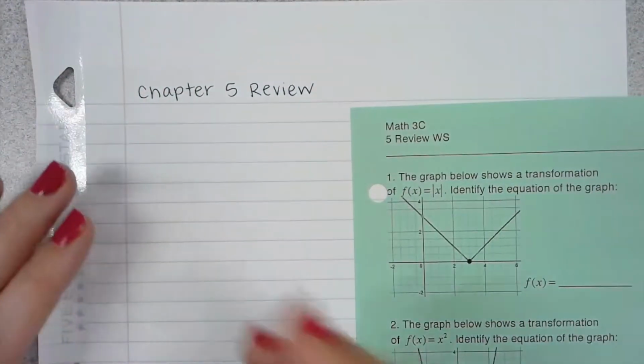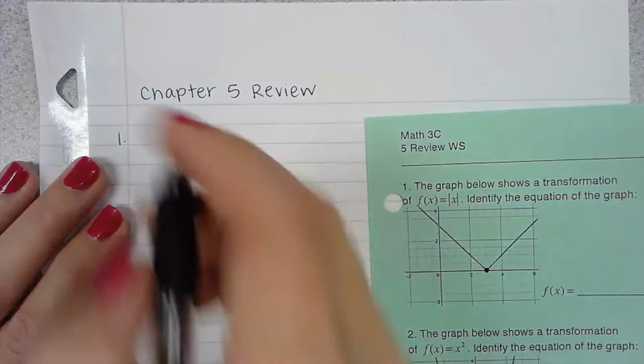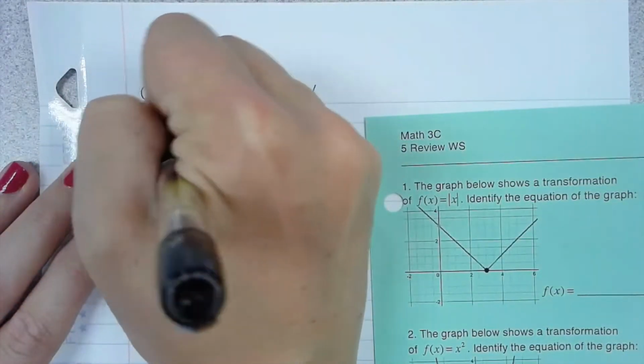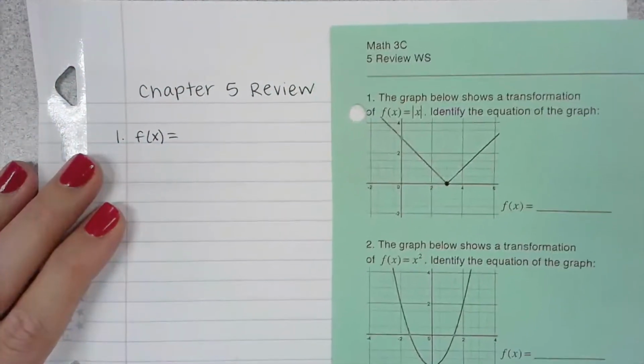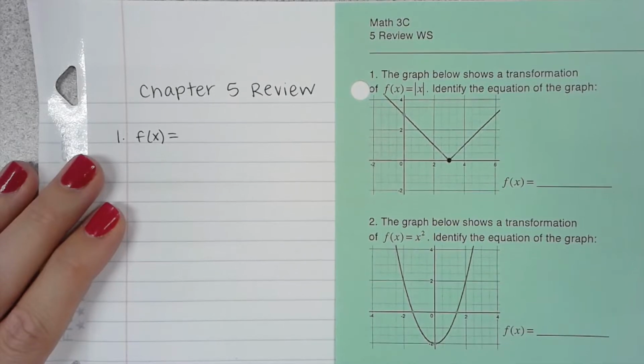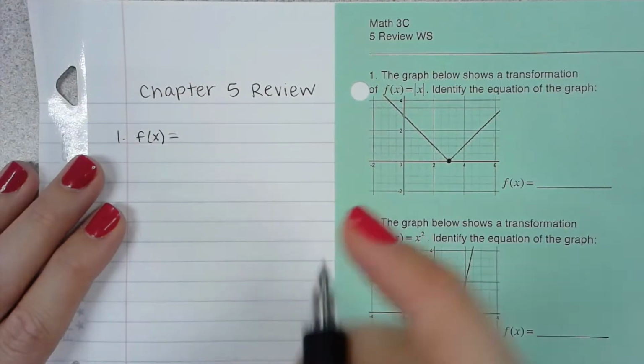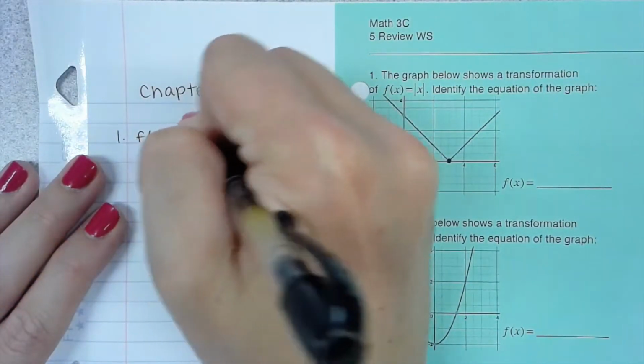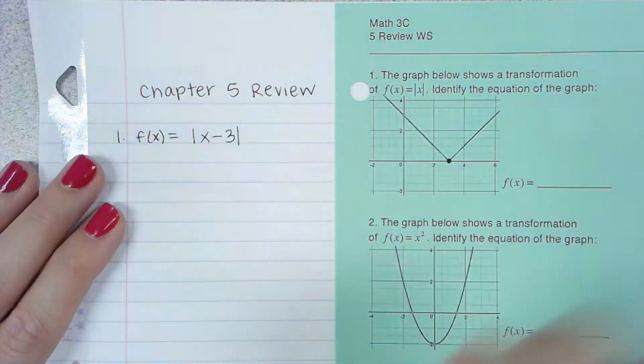When you write your equation for number 1, it says f of x is equal to, and then you have to write the numbers that work for this graph. So f of x is equal to, it's going to have absolute value bars because that's the shape of the graph, and then it moved 3 to the right. Right and left shifts happen inside the absolute value bars, and we said that inside is opposite. So that's why it's going to be x minus 3 on the inside of the bars.